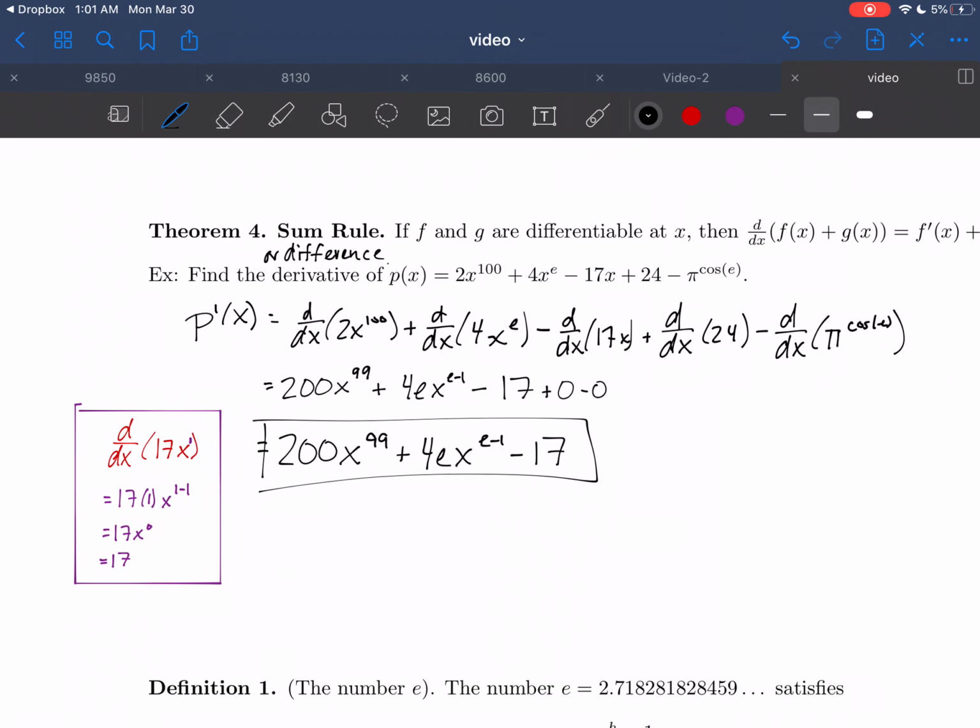Okay, so sum and difference rule, we'll just take it piece by piece and take your derivatives with the derivative rules that we've already talked about.